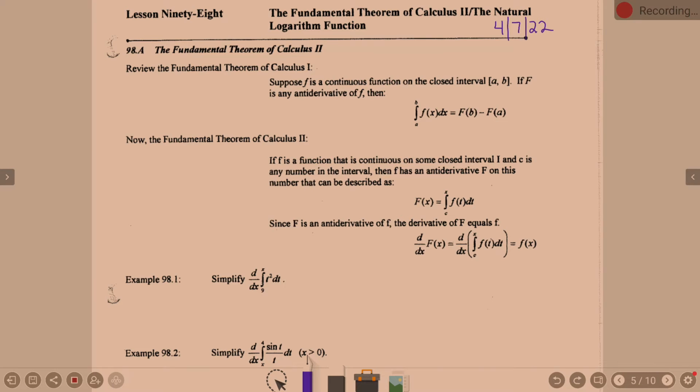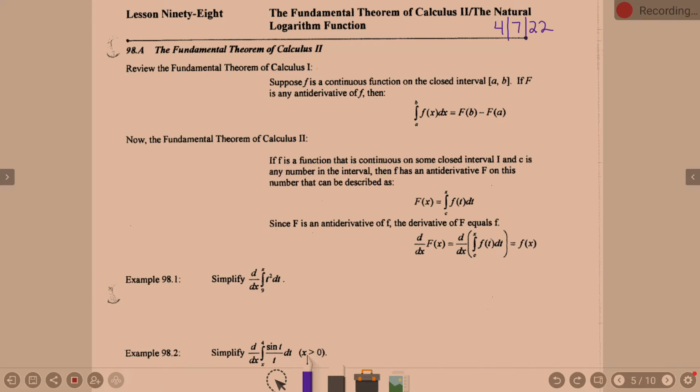So, Fundamental Theorem of Calculus, Part 1, suppose f is a continuous function on the closed interval a to b. If capital F is any antiderivative of lowercase f, then the integral from a to b of f(x) dx is the antiderivative of b minus the antiderivative of a. Okay? That's Fundamental Theorem of Calculus, Part 1.